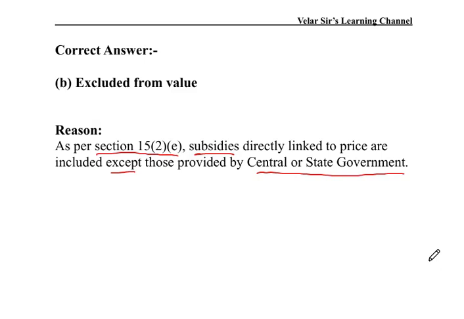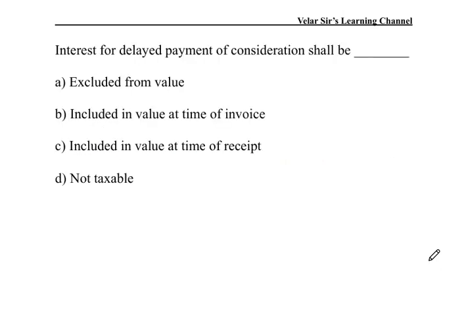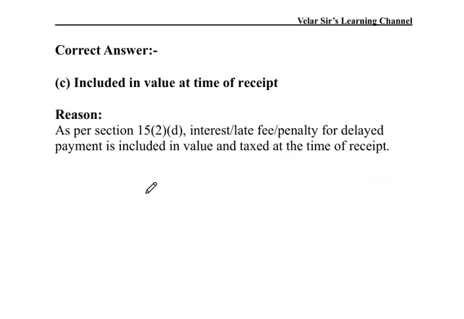The next MCQ: interest for delayed payment of consideration shall be dash. The first option is excluded from the value. Second option, included in the value at time of invoice. Third option, included in the value at time of receipt. Fourth option, not taxable. The right answer will be C, included in the value at time of receipt.